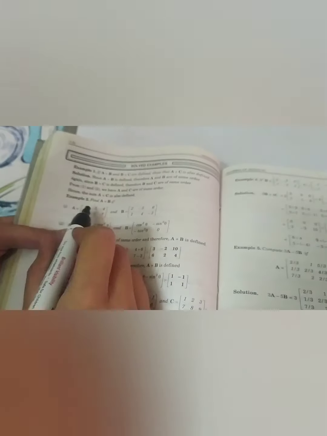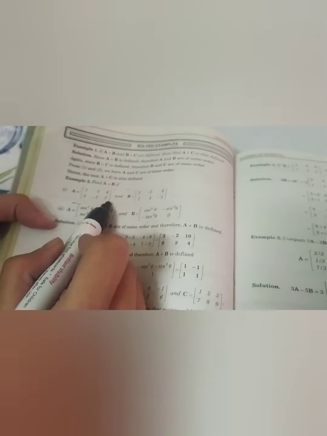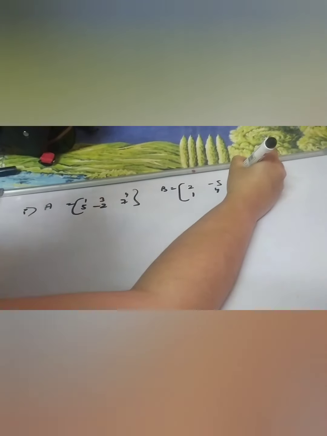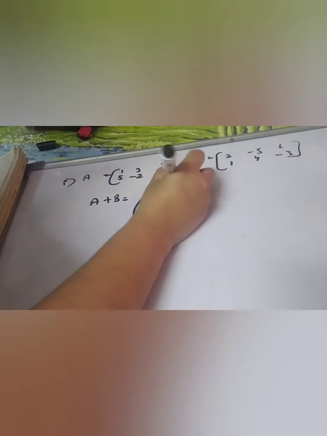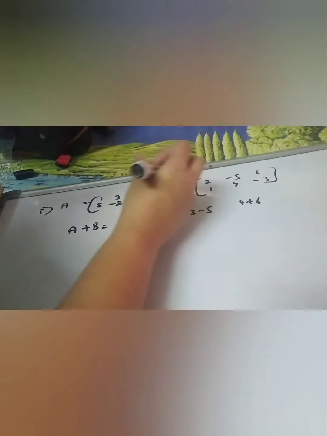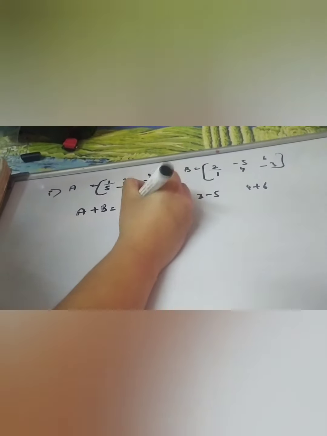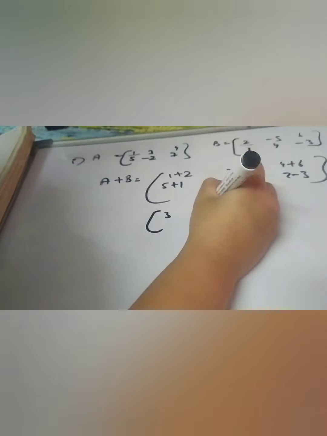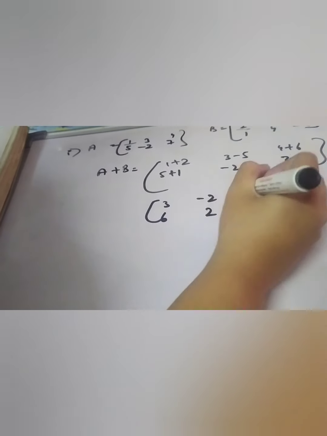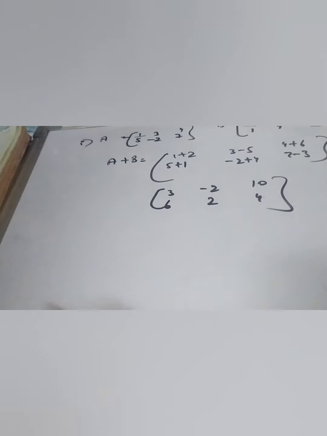Now I will tell you the addition of two matrices. Find A plus B if A equals this and B equals this. A equals [1, 3, 4; 5, minus 2, 7]. B equals [2, 5, 6; 1, 4, minus 3]. A plus B: 1 plus 2, 3 minus 5, 4 plus 6. We have to add the corresponding elements of the two matrices. 5 plus 1, minus 2 plus 4, 7 minus 3. 3, minus 2, 10; 6, 2, 4. This is the addition of two matrices.